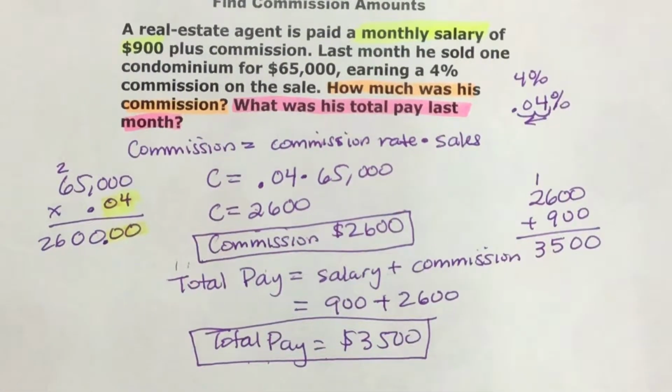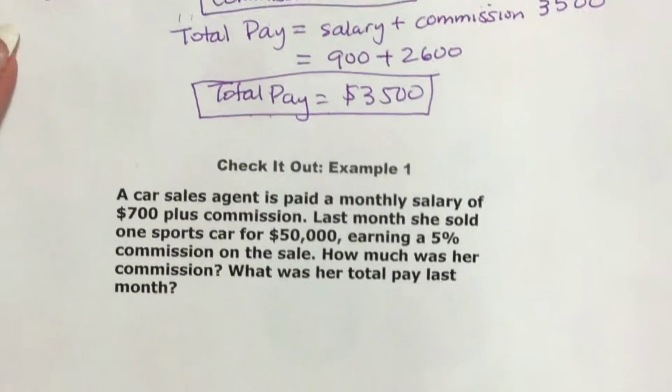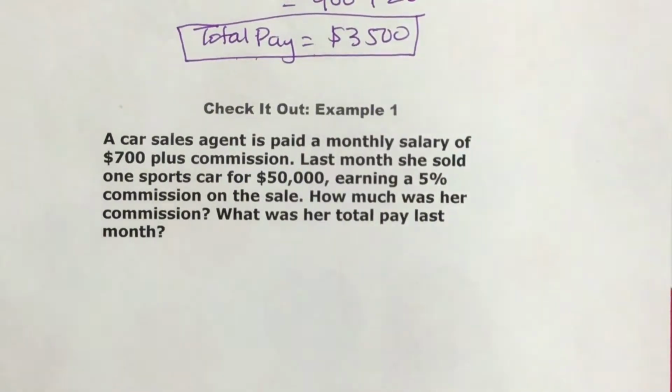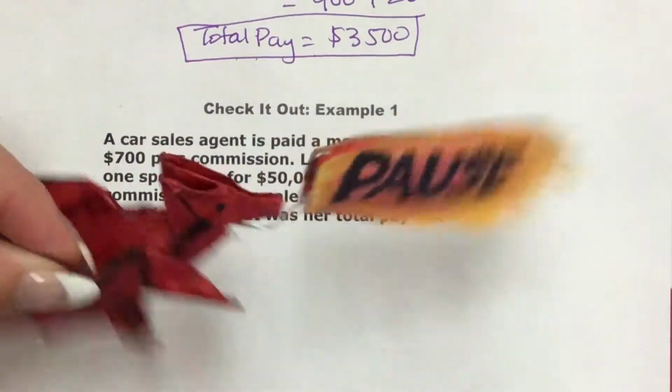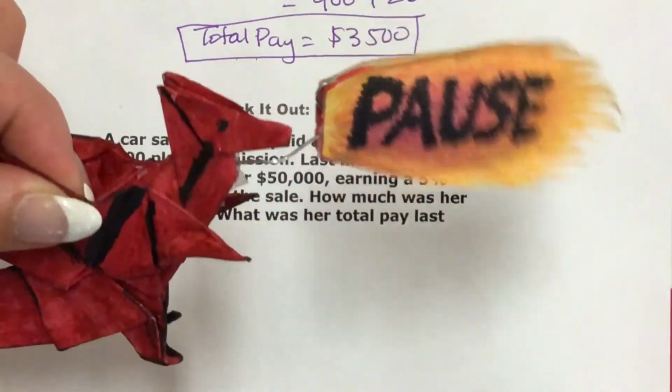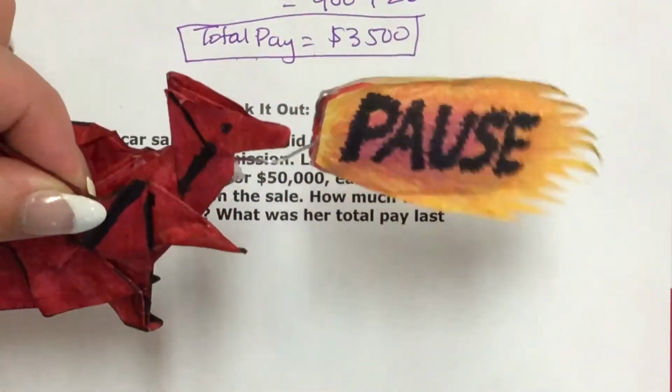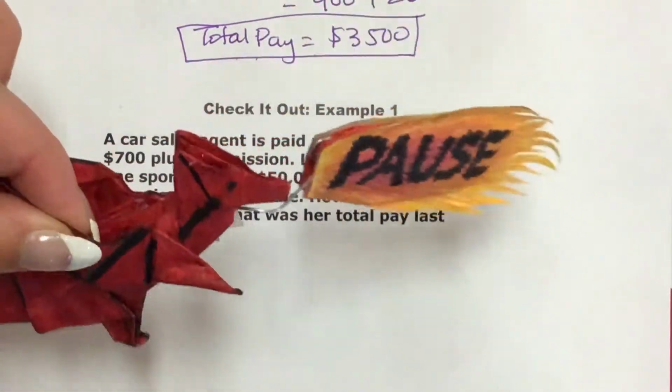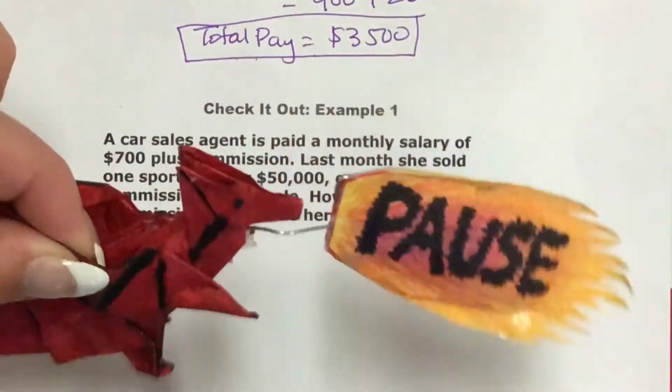All right. There you go. So now it is time for you to check it out. So let's go ahead and look at example 1. I want you to go ahead and work this one out. When you figure it out, go ahead, pause now, and when you finish the problem, press play, and we'll talk about it. All right, see you in a bit.